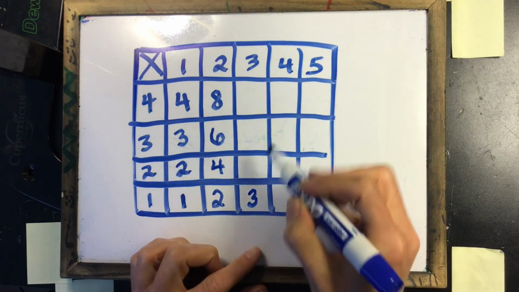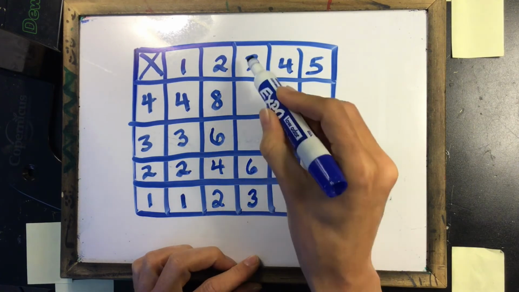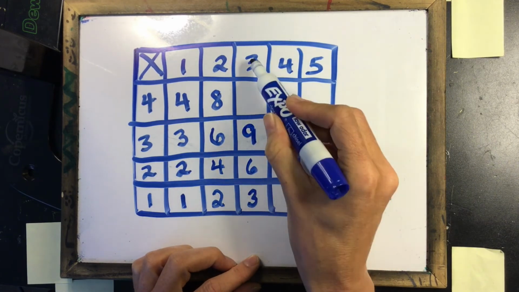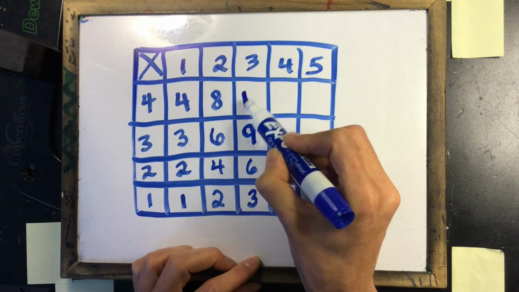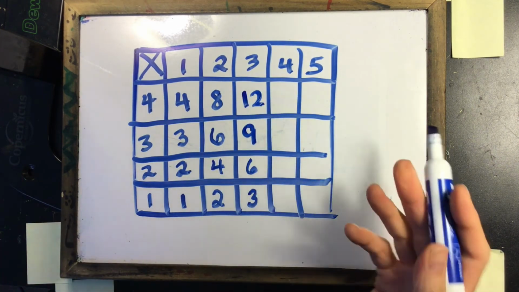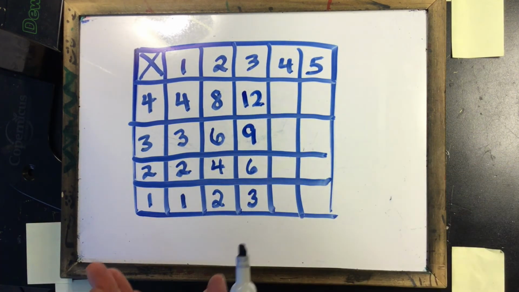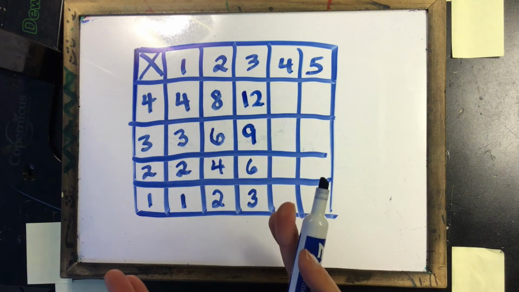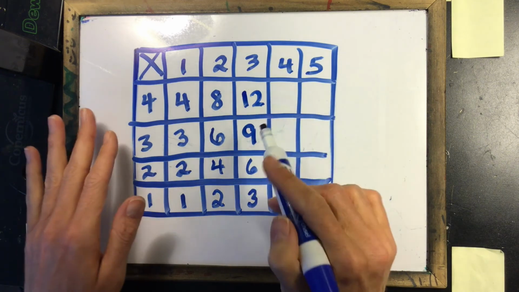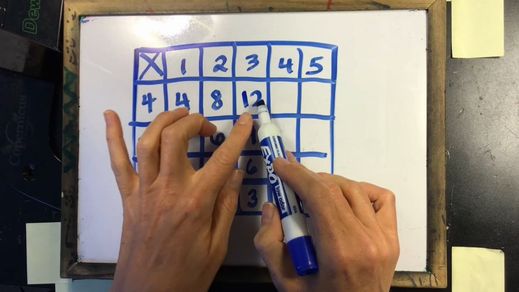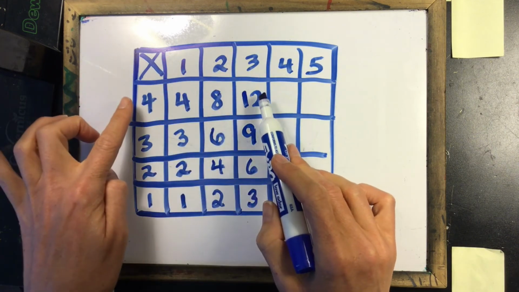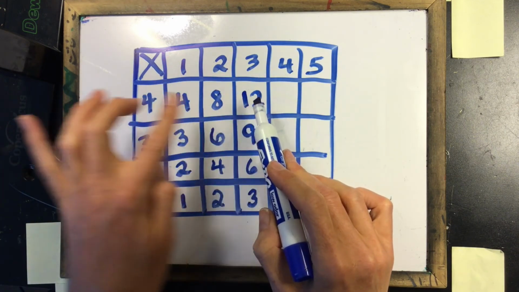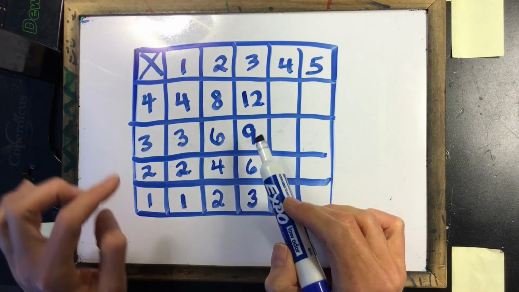3 times 1 is 3. 3 times 2 is 6. 3 times 3 is 9. 3 times 4 is 12. Now, I can also do it the opposite way, okay? Which means that we can look at this as a division piece too, right? So when we're talking about 12 divided by 3 is 4. 12 divided by 4 is 3, okay?